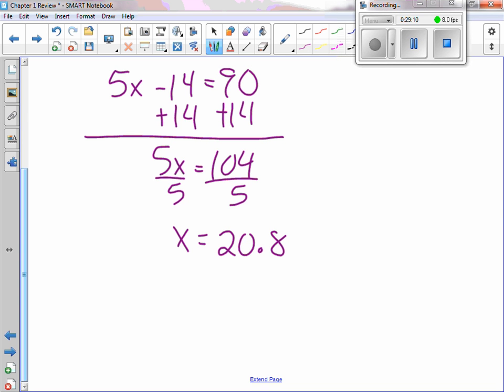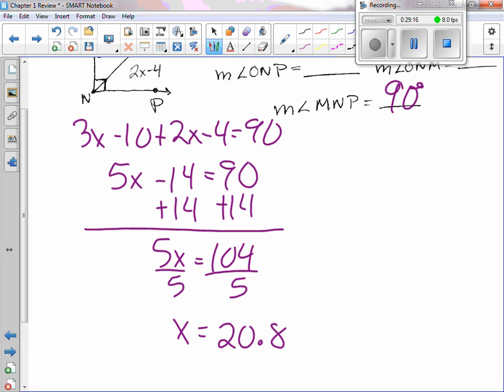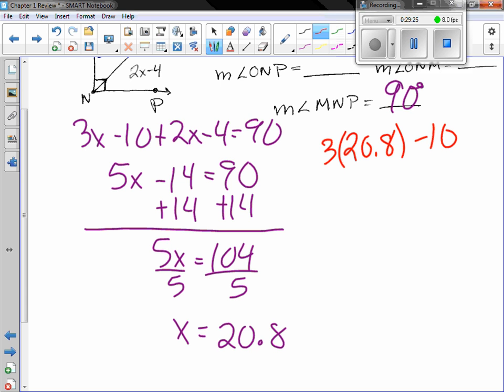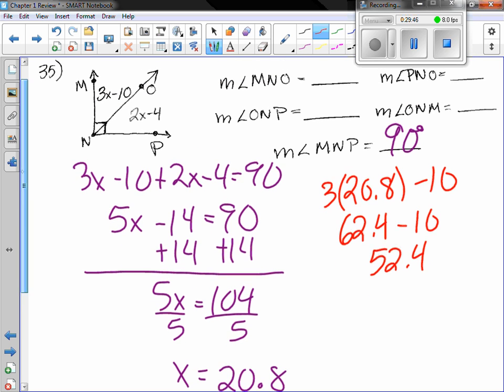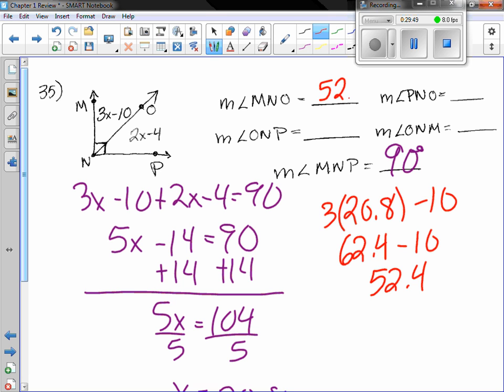2, 10, 4, can't go into it, 0. Yep. So 20.8. So 3 times 20.8 minus 10. Well, 3 times 20.8 is what? Minus 10 is 52.4. And so that's for MNO. So MNO is 52.4. ONM is the same one, isn't it?